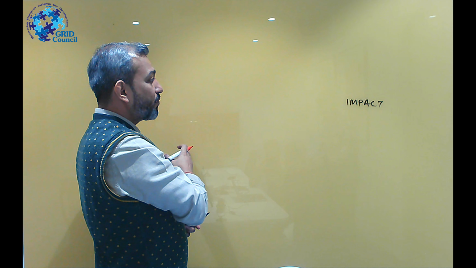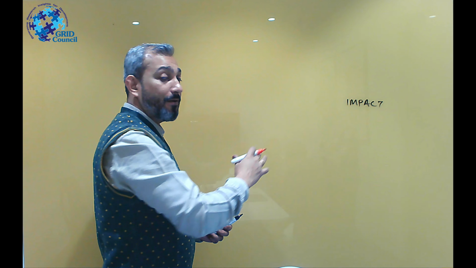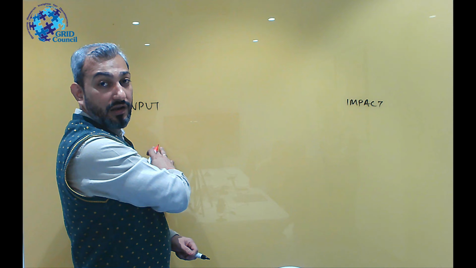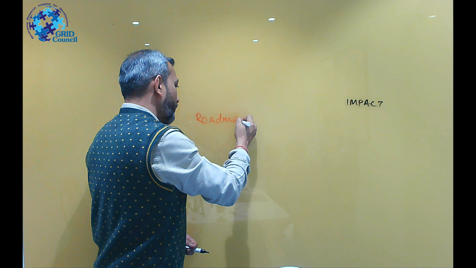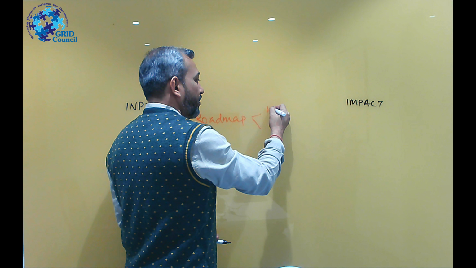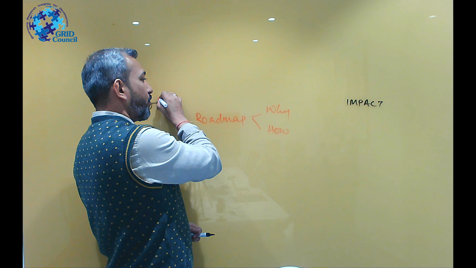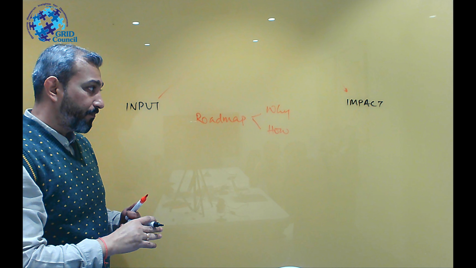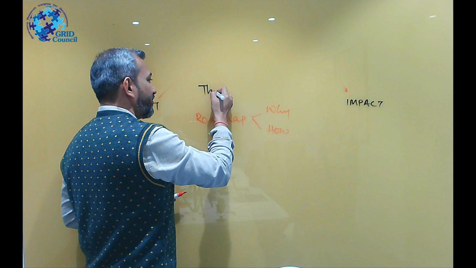That means there has to be a well thought out, well designed, well planned roadmap which links the impact with the input. This roadmap gives the why and how a program's input would link to the program's impact. It is called the theory of change.